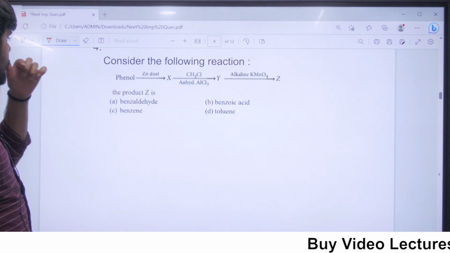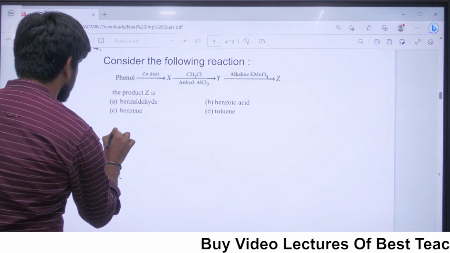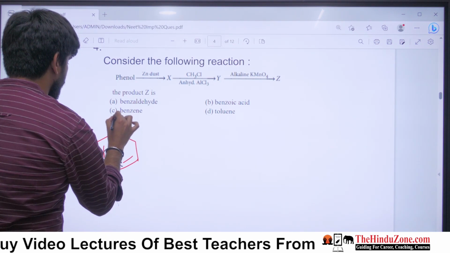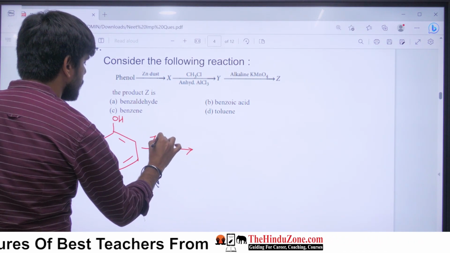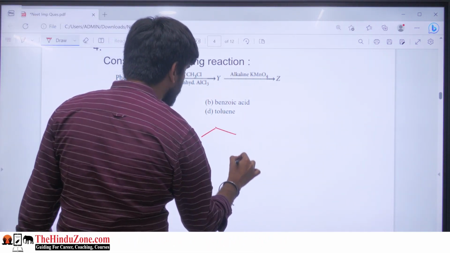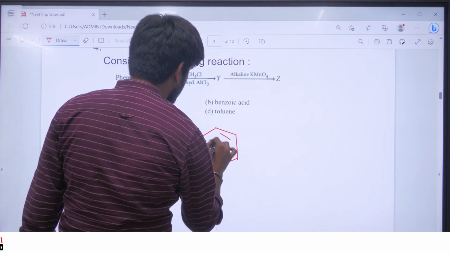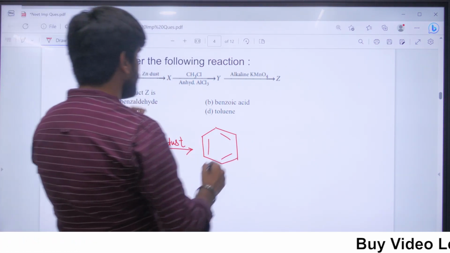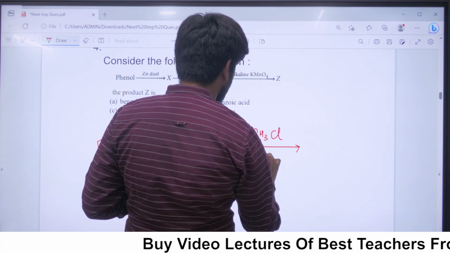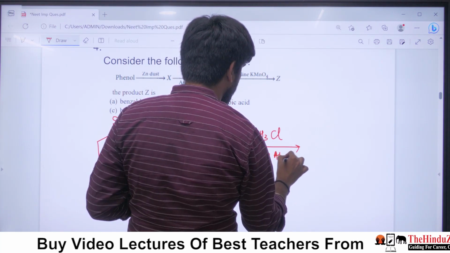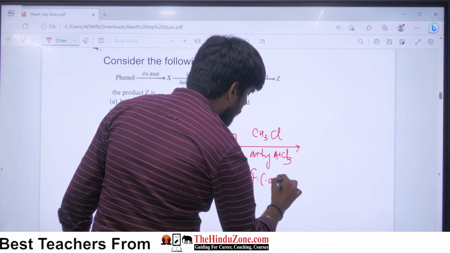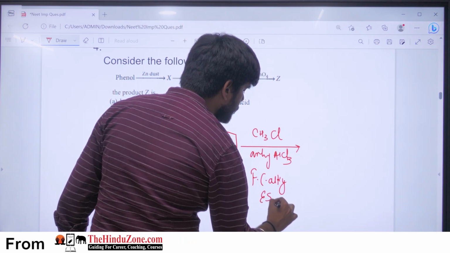The next question is again a series of reactions. So we start with phenol. Phenol on reaction with zinc dust. This is a common reaction. You know that I end up getting benzene. What do I have next? Next is the reaction with CH3Cl in the presence of anhydrous AlCl3, a Lewis acid. This is your Friedel-Crafts alkylation, again your electrophilic substitution reaction.